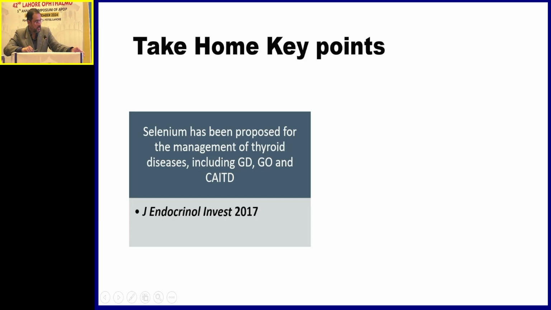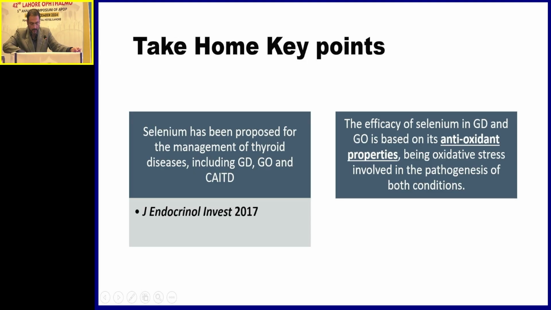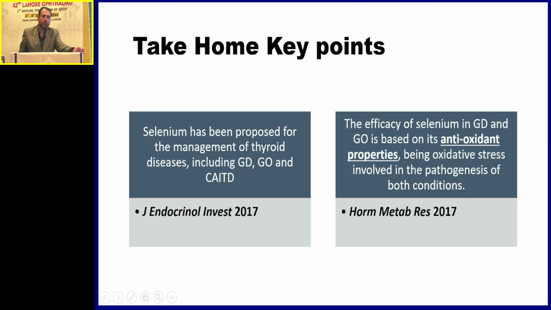So this is still a matter of debate, and it was not in the books when I was doing my fellowship. And the efficacy of selenium in Graves' disease and Graves' ophthalmopathy is based on its antioxidant property, which I just showed you, oxidative stress being the most pathogenic insult in this condition. And the dose of selenium is actually 200 micrograms. Some studies are using 400 micrograms.